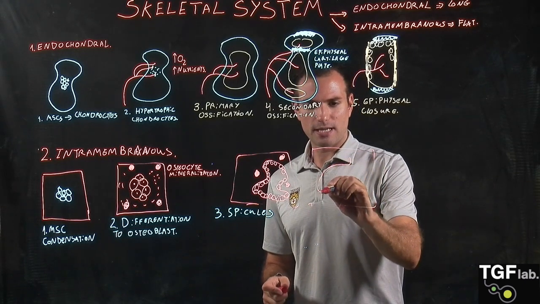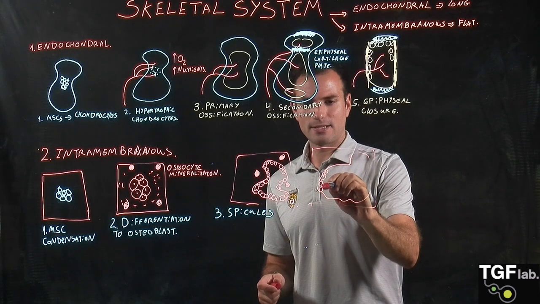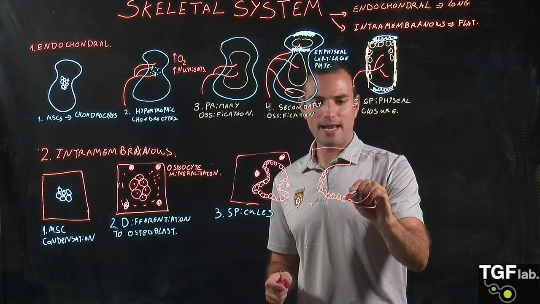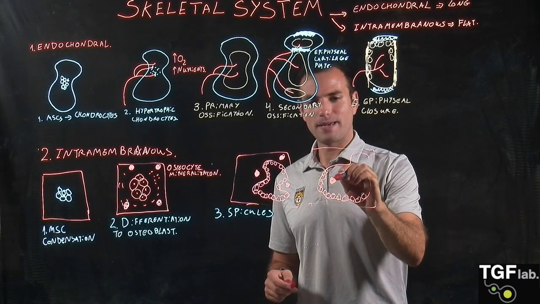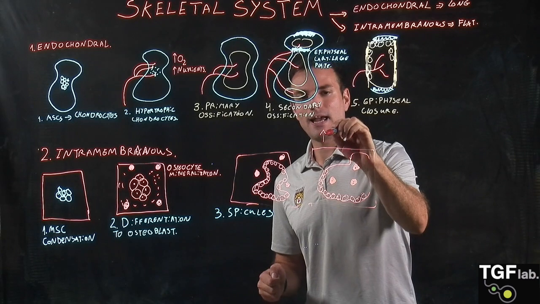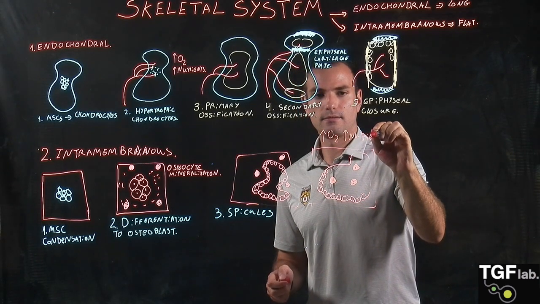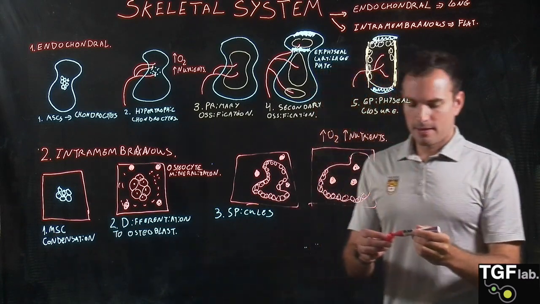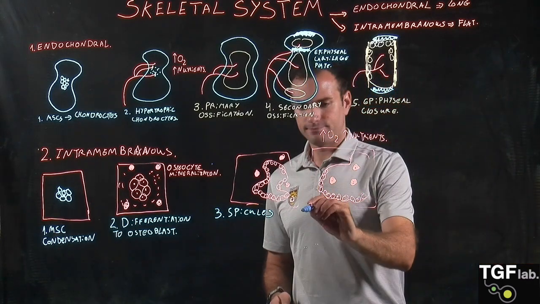So the spicules merge with each other. Here we'll have the cells surrounding the spicule, which are the osteogenic cells that we have seen. And then inside, we are going to have the blood vessels. So that's going to increase the oxygen and the nutrients. And that's going to accelerate the process of bone remodeling.